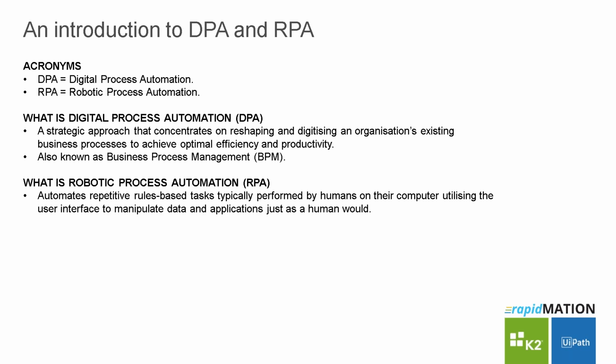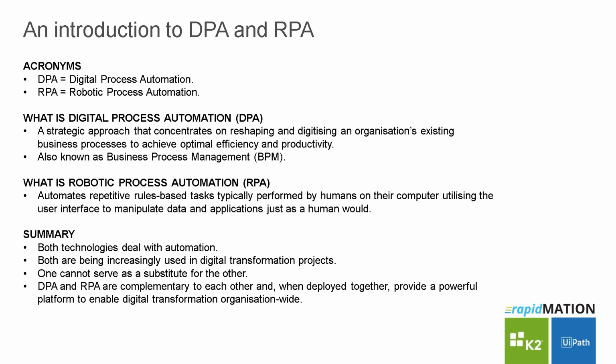RPA automates repetitive rules-based tasks typically performed by humans on the computer, utilizing the user interface to manipulate data and applications just as a human would. So both DPA and RPA technologies deal with automation, and both are increasingly being used in digital transformation projects. They are, however, distinctly different technologies and cannot be used as a substitute for one another. Instead, DPA and RPA are complementary and when deployed together provide a powerful platform to enable digital transformation across an organization.